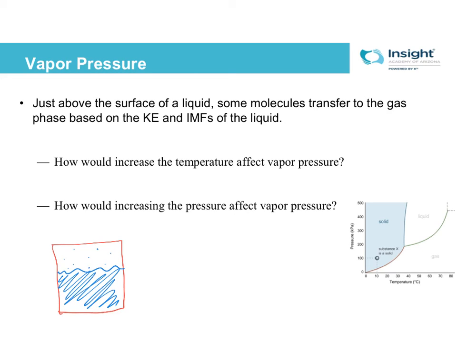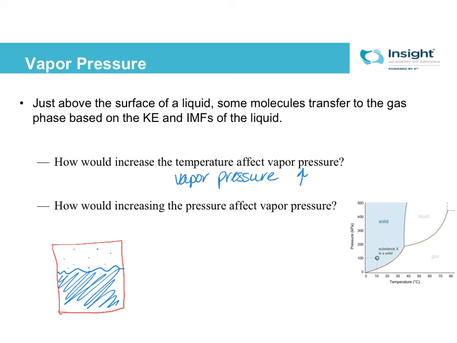So if a liquid has a lot of kinetic energy, those molecules are going to have an easier time transitioning into the gas phase. If a liquid has a strong intermolecular force, then it's going to hold on to its molecules better, so the vapor pressure will be lower. So keeping that in mind, how do you think things like temperature affect vapor pressure? If you increase temperature, you're going to increase your kinetic energy. So vapor pressure is going to go up. Pressure is related to gases. You're going to have more gas.